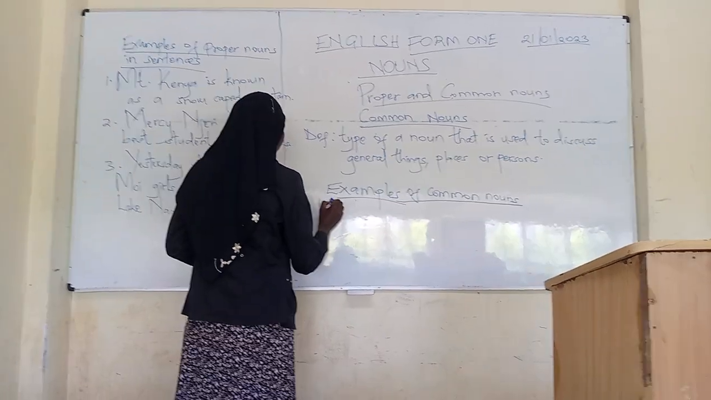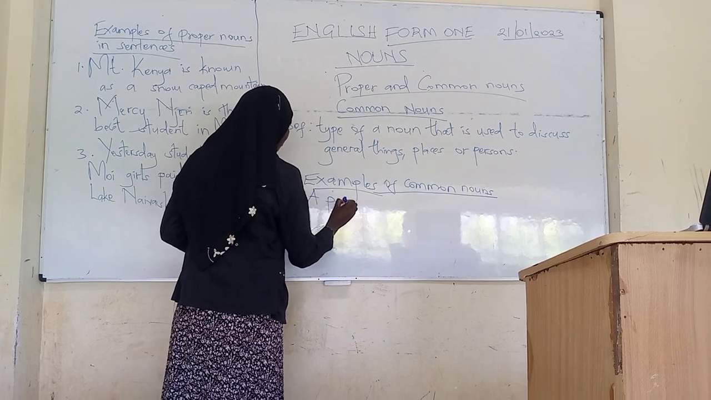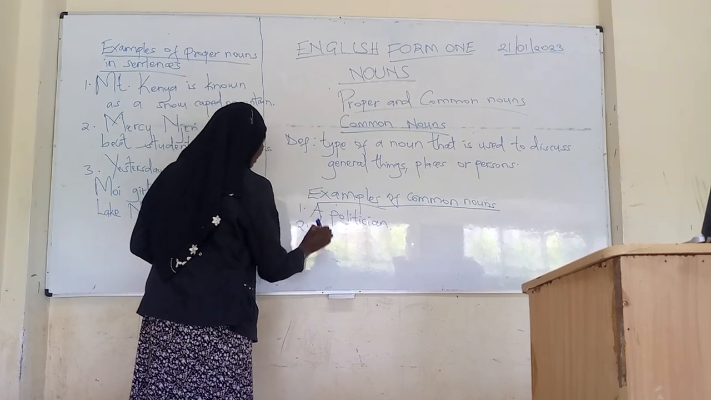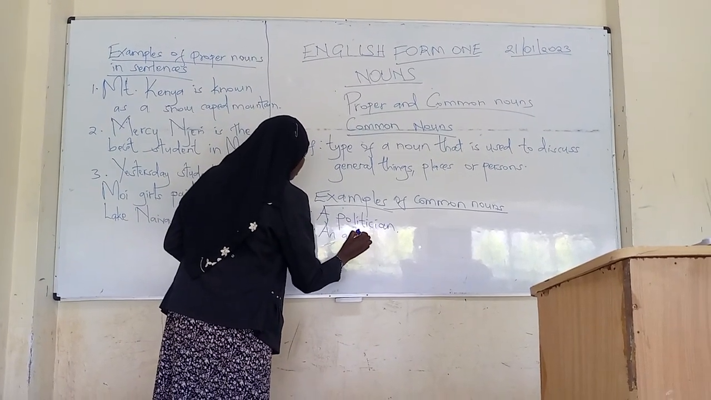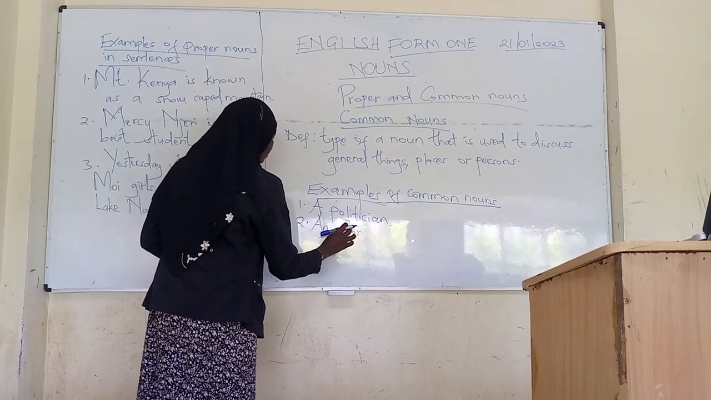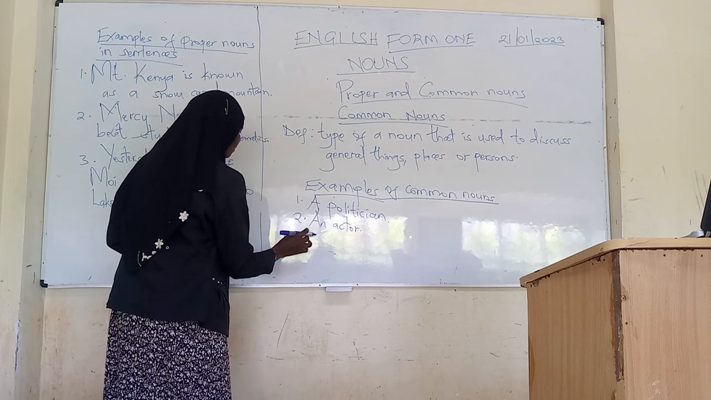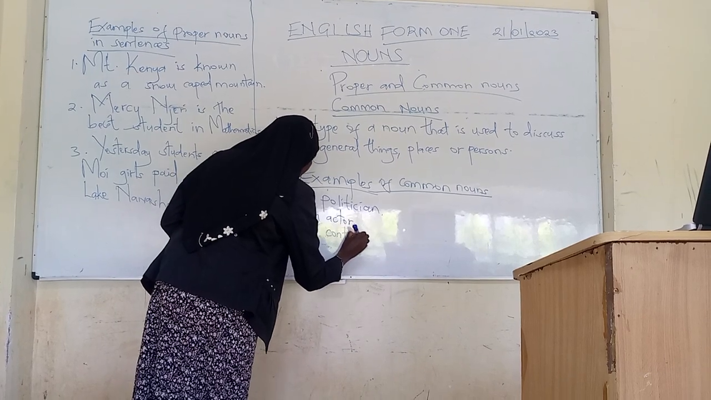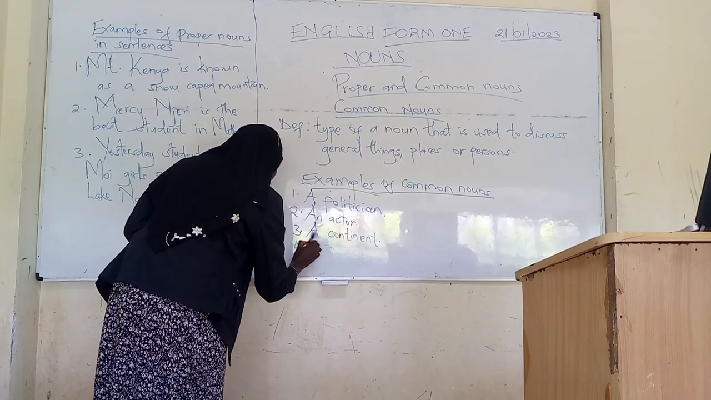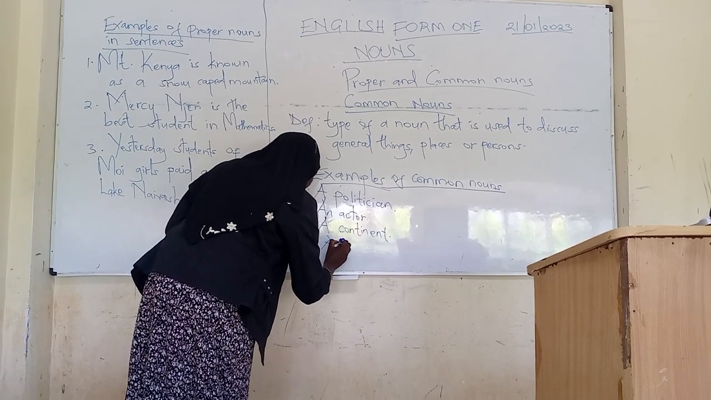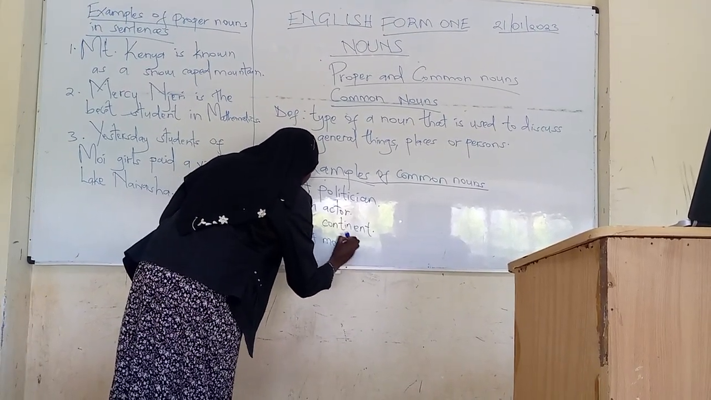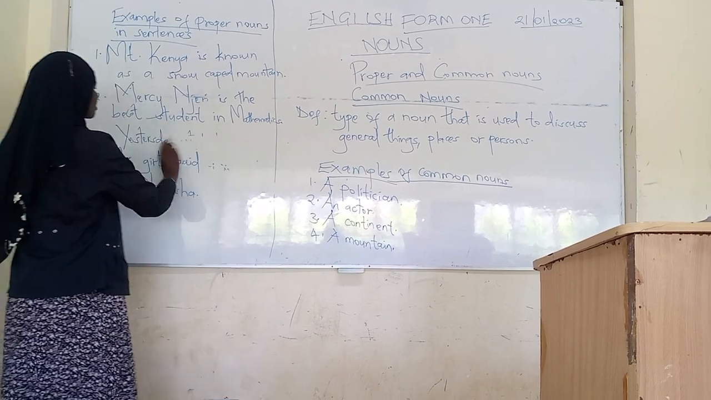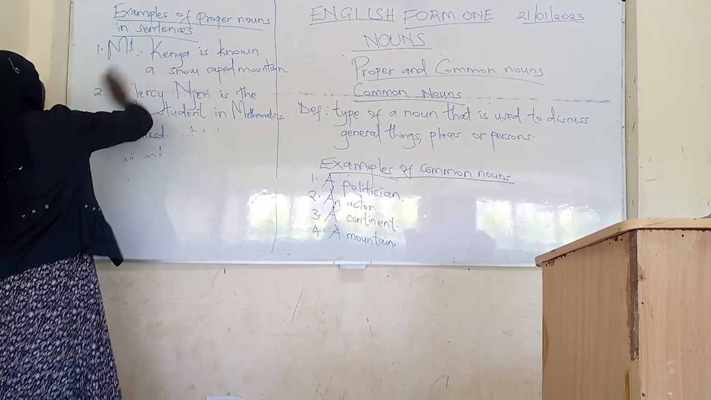One, we have a politician. Two, we have an actor. Three, we have a continent, and lastly, we can say a mountain. So let's look at examples in sentences.